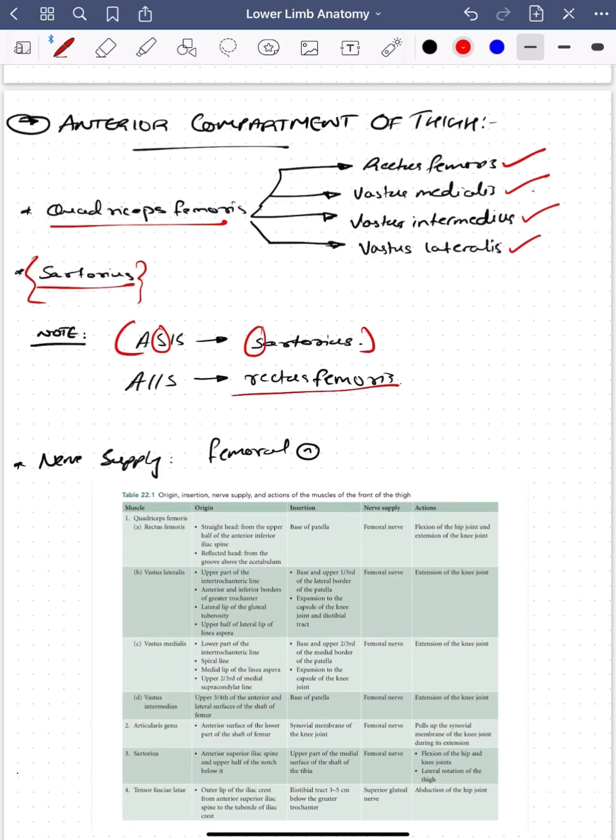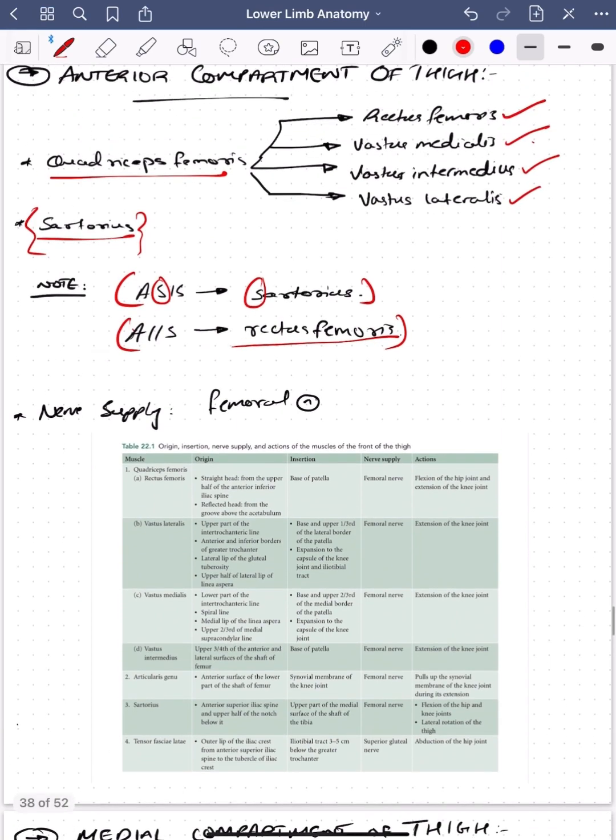Okay, so this is all you need to know about the origin, insertion, and the nerve supply. Muscles in the anterior compartment of thigh are supplied by the femoral nerve. So if someone asks you what is the nerve supply of the vastus medialis, just say femoral nerve. Okay, that's the basic.